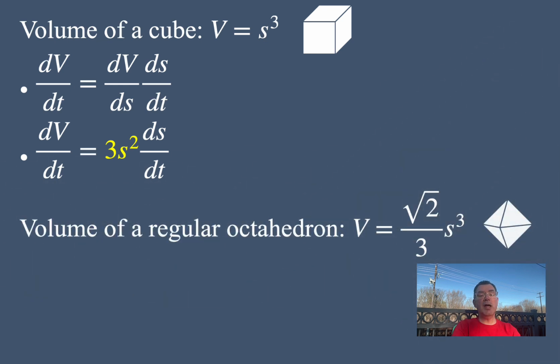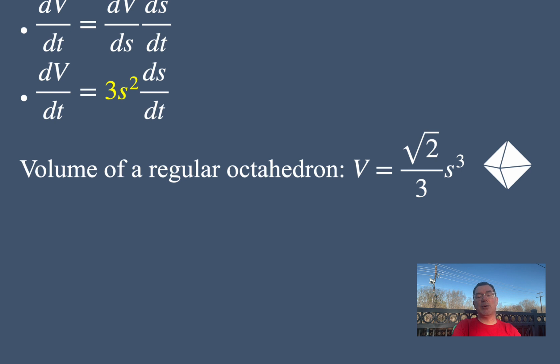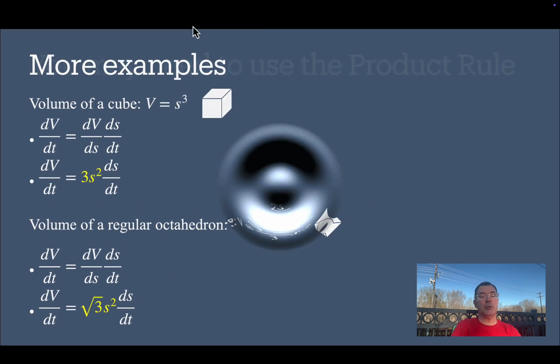Another formula is that the volume of a regular octahedron is given right there. So if those things were changing with respect to time, then I could write that formula right there. I do know that if I'm given the volume formula that has s in it, then the derivative of that is going to be root 3 times s squared. And then again, the question will likely give me some information about how volume is changing with respect to time or how the side length is changing with respect to time.